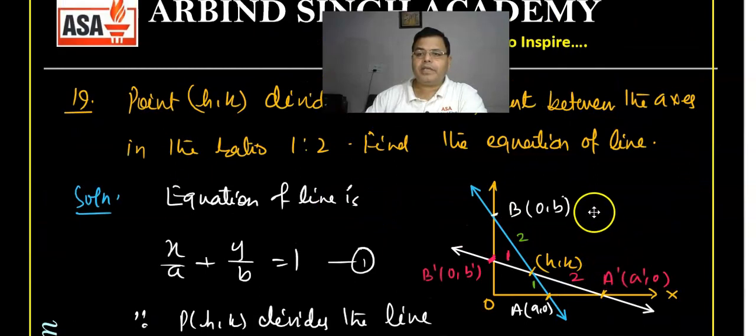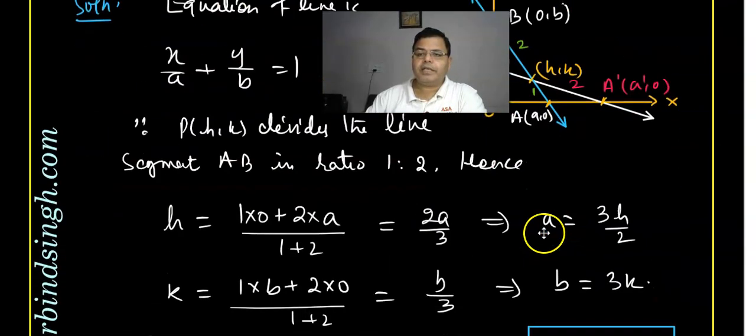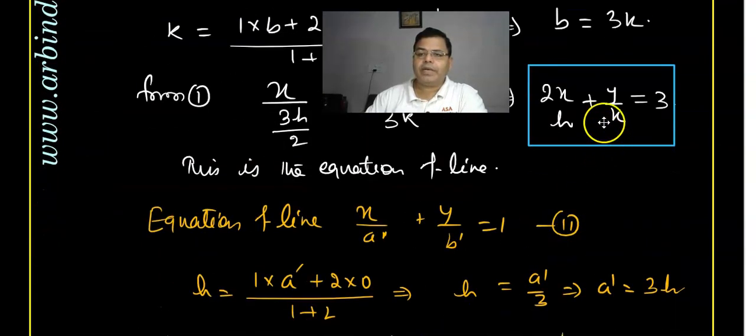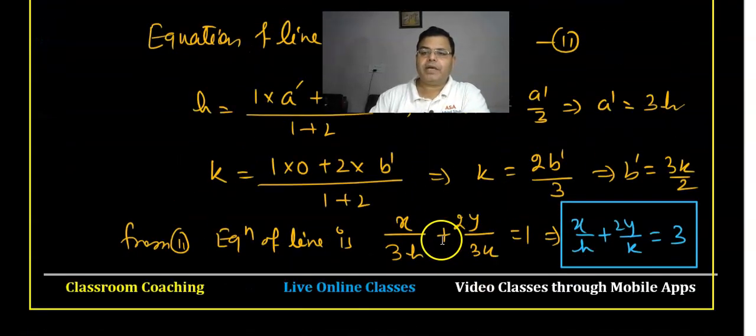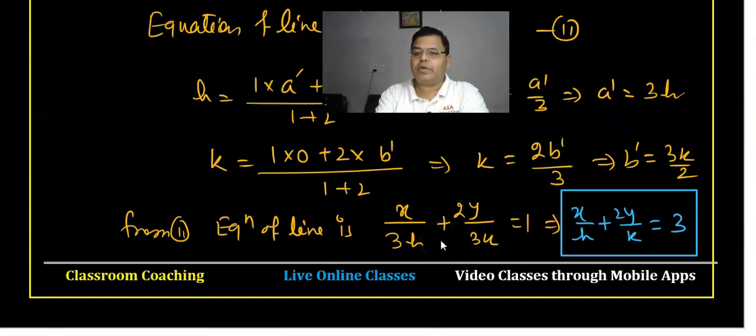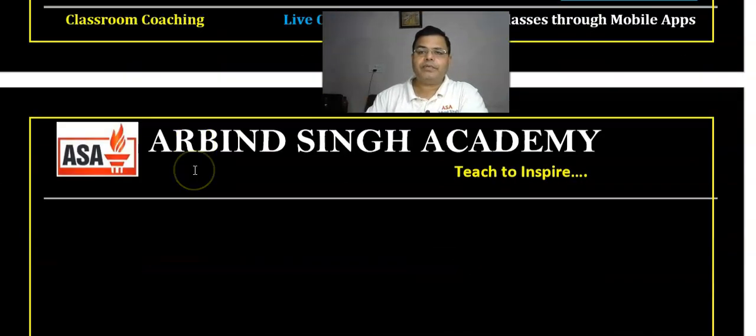I hope you got it. There are two possibilities, and therefore there are two equations. One equation is 2x/h plus 2y/k is equal to 3, and another equation will come here, x/h plus 2y/k is equal to 3. There are two possibilities, and therefore there are two equations.